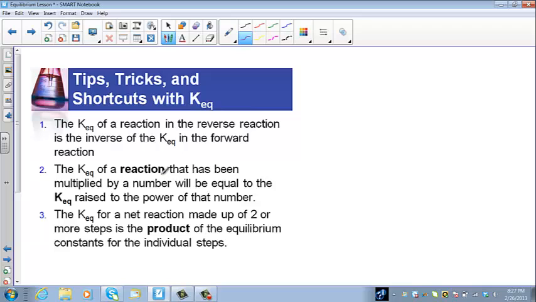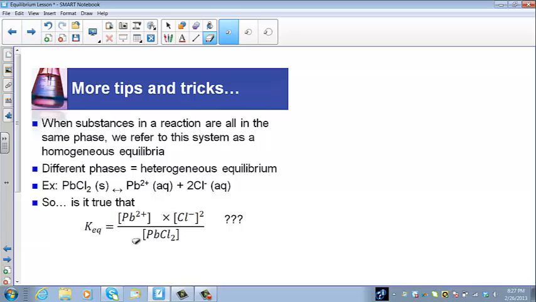The KEQ of a reaction that has been multiplied by a number will be equal to the KEQ raised to the power of that number. And the KEQ for a net reaction made up of 2 or more steps is the product of the equilibrium constants of the individual steps. So those are some tricks and shortcuts that you'll see as we go through some problems and you do the problem set. Couple more tips and tricks.